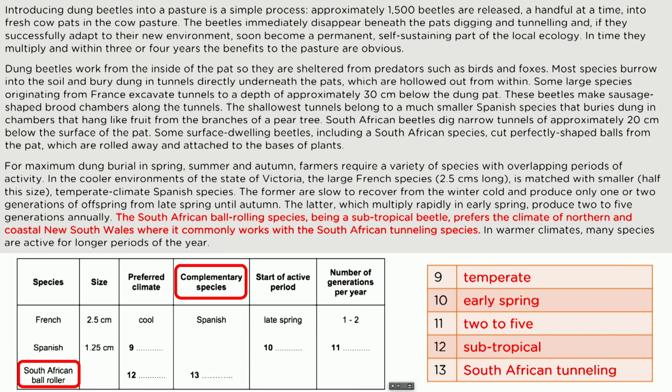So, your answer sheet, if you got 1, 2, 3, 4, 5 correct, should have said temperate, early spring, 2 to 5, subtropical, and South African tunneling with 1 L. Who got 5? Can you just, for my sake and for everybody's sake on YouTube, put your score into the chat below. How many did you get out of 5 there? This was a pretty difficult one. This is a bit of an academic test.